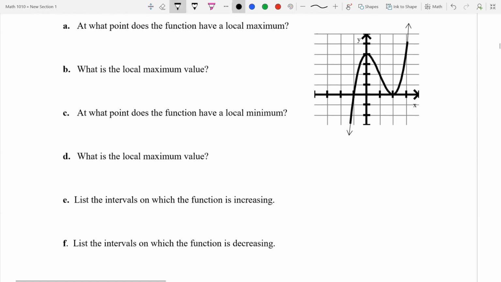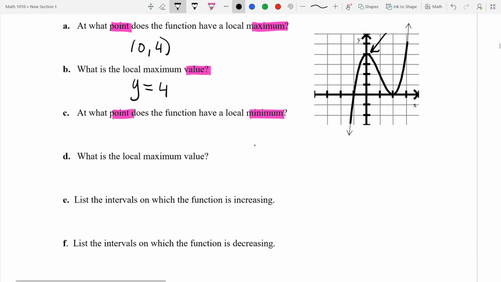At what point does the function have a local maximum? Look right here. Point. Maximum. So I'm talking right there. You write it as a point. You don't go right or left, so that's a 0. You go up 4, (0, 4), and you're good. What is the local maximum value? If it says value, you write y equals. Everybody tell me, y equals what? 4 is correct. Good.